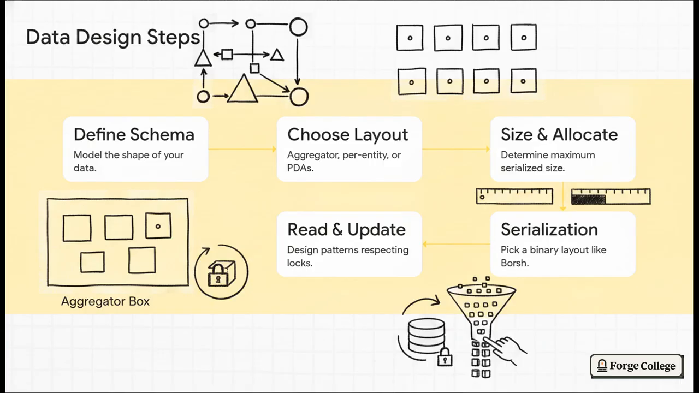And hey, remember our zero flexibility rule? Step 4, implement serialization to pack it all in tightly. And Step 5, design your read and update patterns so you aren't constantly rewriting a massive box just to change a single, tiny Boolean flag.